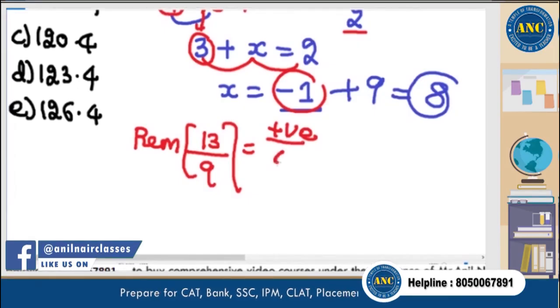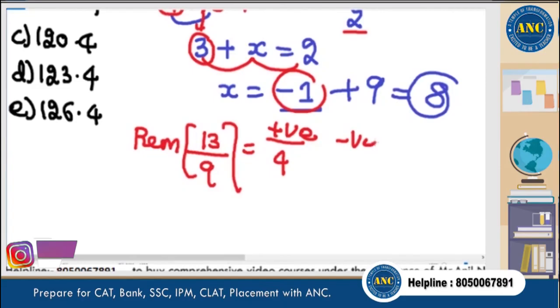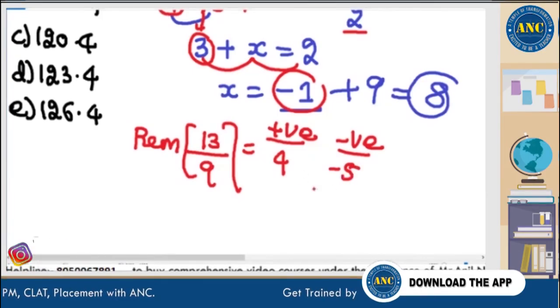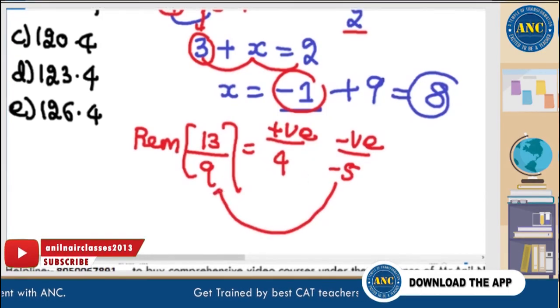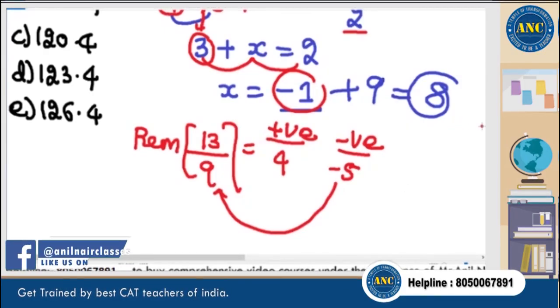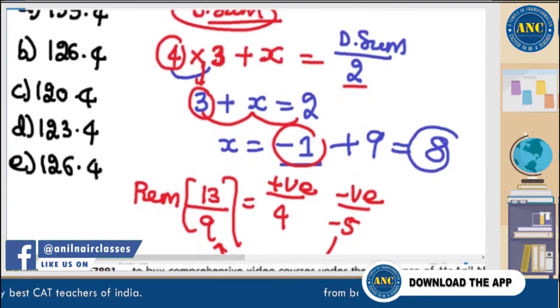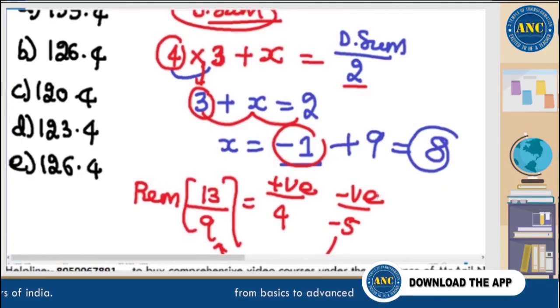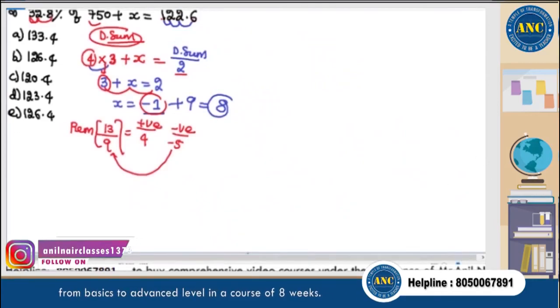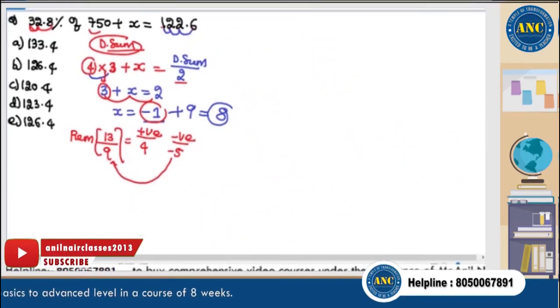9 ones are 9. Digital sum is 4. 9 twos are 18. Minus 5. Whenever you get a negative remainder, add it to the denominator. 9 minus 5 is 5. Whenever you get a negative remainder, add the denominator 5. I think many are listening to the class for the first time, right?